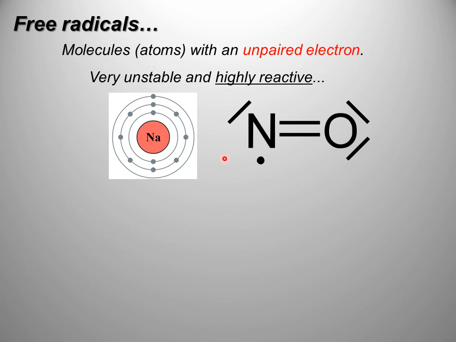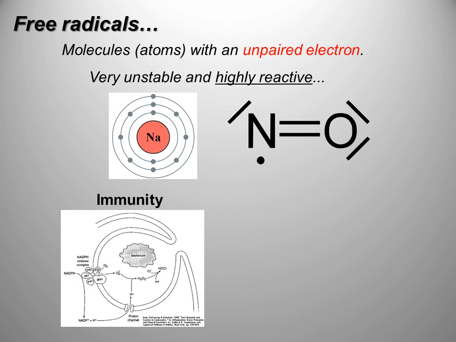Now this molecule right here is called nitric oxide. It is also a free radical. Why is that? Because it has an unpaired electron. It's a little more stable than this sodium ion over here, but it has that unpaired electron. And even though it's not charged, this is a neutral molecule. It has the same number of protons as electrons. So it's neutral, but it has that unstable, unpaired electron. So it's reactive. So both of those are free radicals.